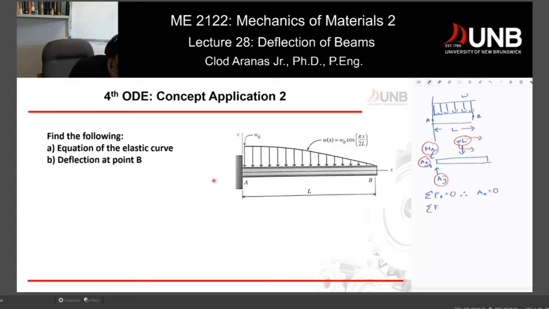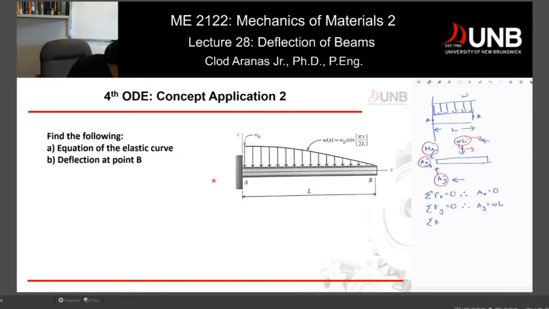Now, you can sum forces along your Y. If you sum forces along your Y, you have A sub Y, and you have WL right there. Then you will get that A sub Y should be equal to WL to counter the effect of that loading condition. Now, how can we determine the third unknown, which is M sub A?